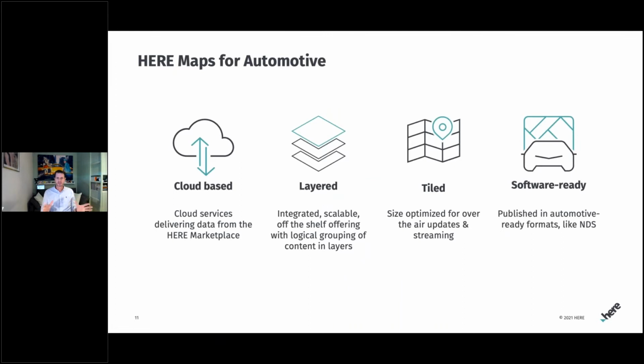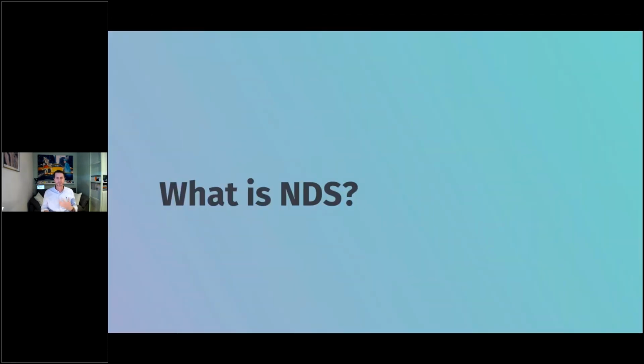All of these four map data bundles and our additional automotive data offerings are cloud-based and can be consumed by the OEMs' cloud to cloud or directly into vehicles. We offer a layer stack of our data that lets OEMs and system vendors build their solutions on top of our data. And most of the map data is tiled to support minimal data consumption. And we publish all maps in automotive formats like NDS. So let's cut to the chase and talk about NDS.